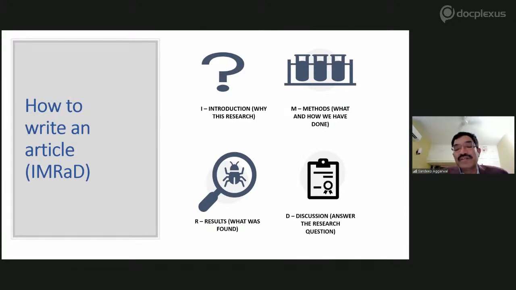They just repeat the introduction, they repeat the results in the discussion, they go off on a lateral thing describing obesity epidemiology and all that, and describing a particular operative technique. And so the discussion is basically answering the research question and discussing it with respect to the other studies which are reported on this.